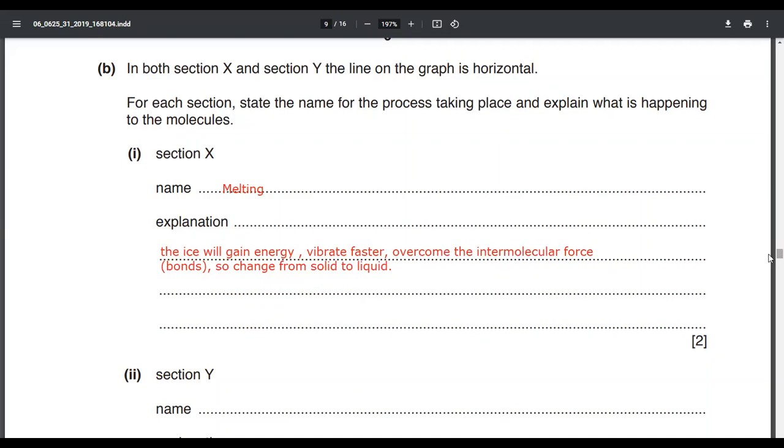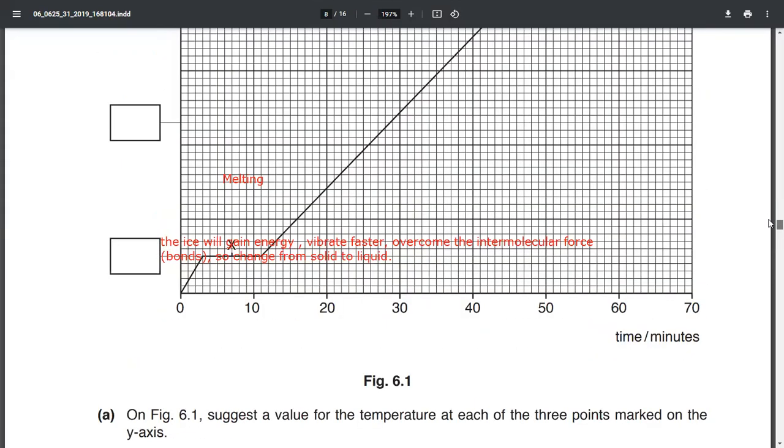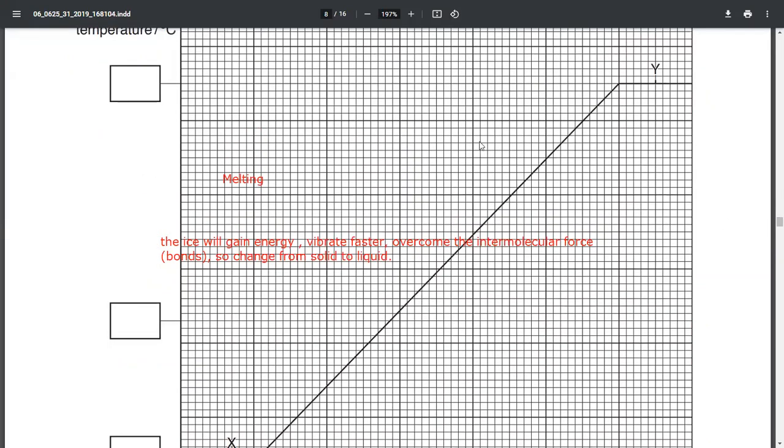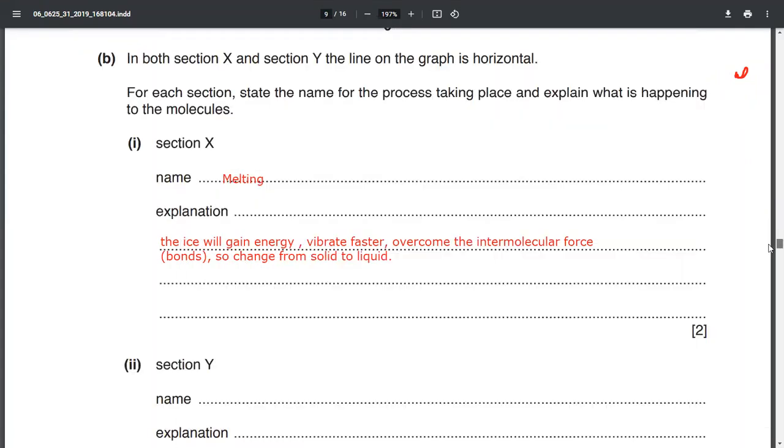Section Y, what will happen? Name and explanation. Let's see, where is section Y? Section Y is when we are moving from liquid, and I think at the end of section Y we will have a gas. So here is the boiling state. Let's see what's happening during the boiling stage.